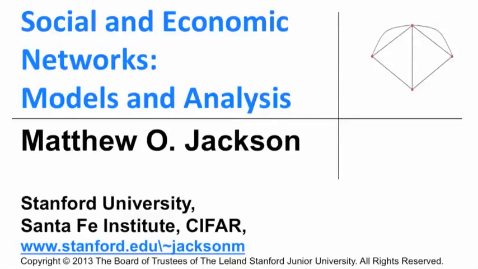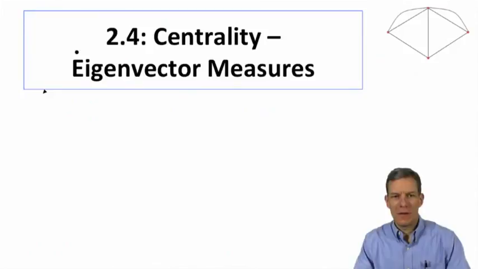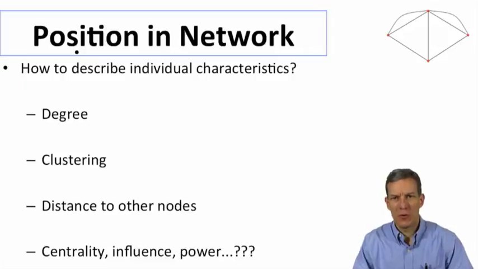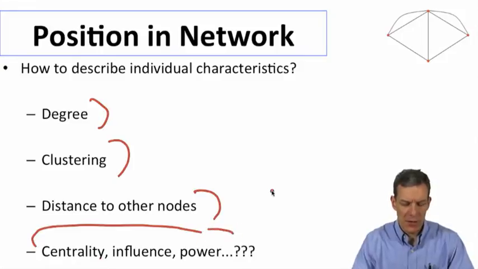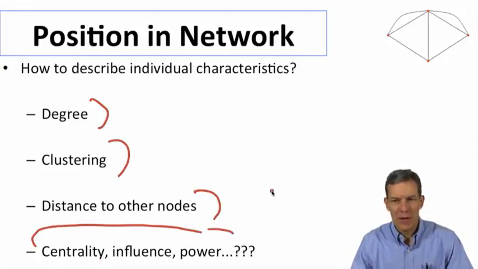Hi folks, so we're back again, and now we're looking at eigenvector-based centrality measures. Again, in terms of what we've looked at for characterizing the position of a node in a network, we've looked at things like degree, local clustering, distance to other nodes, and then in terms of measuring centrality, influence, and power.